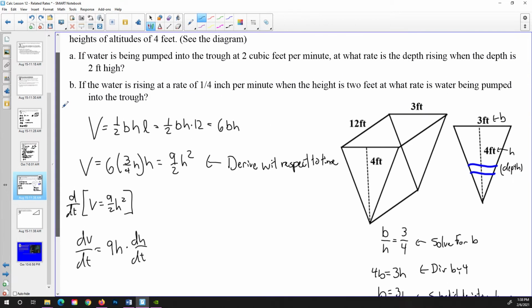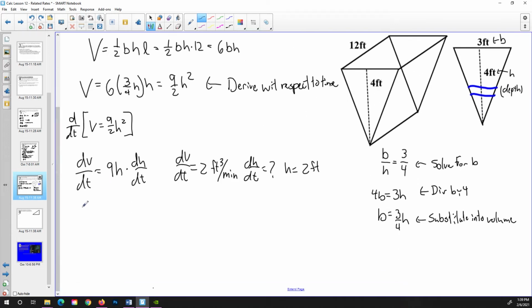Now, look what we have. If the water is being pumped into the trough at 2 cubic feet per minute, so my dV over dt is 2 feet cubed per minute. At what rate is the depth rising? So dh over dt is unknown when the depth is 2 feet high. Well, notice if I plug in, I'll have 2 there. I'll have 9 times 2 there. dh over dt is left. That's what we're looking for.